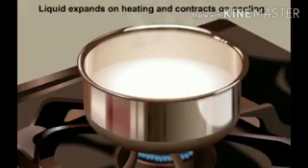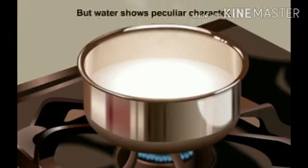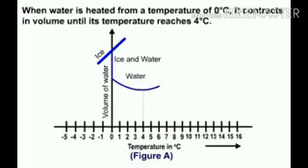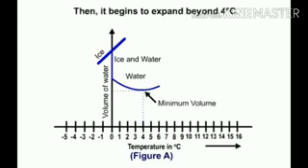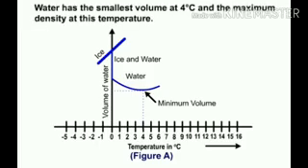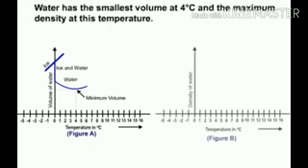Anomalous expansion of water. Students, liquid expands on heating and contracts on cooling. But water shows peculiar character. When water is heated from a temperature of 0 degrees centigrade, it contracts in volume until its temperature reaches 4 degrees centigrade. Then it begins to expand beyond 4 degrees centigrade. This behavior of water is termed as anomalous expansion of water. Water has the smallest volume at 4 degrees centigrade and the maximum density at this temperature.